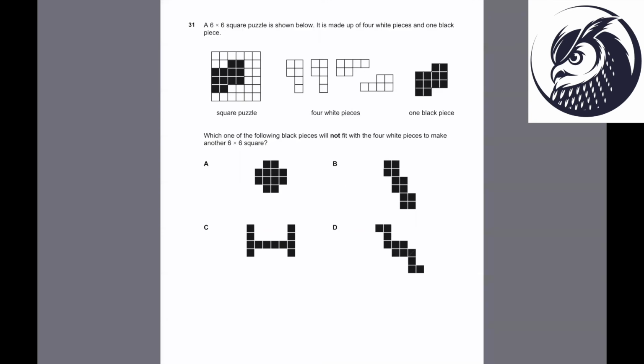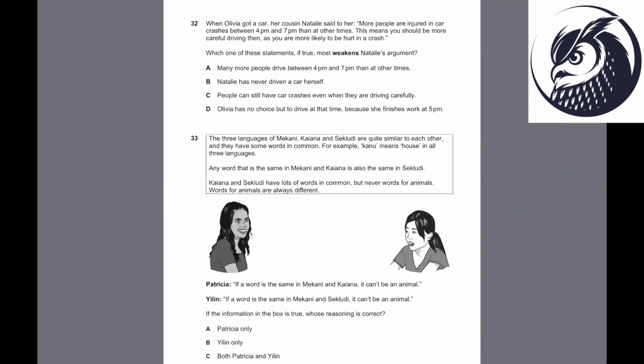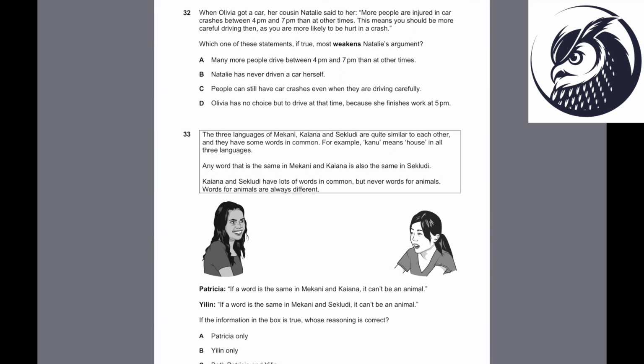Let's now move on to question 32. So in question 32, you've got, when Olivia got a car, her cousin Natalie said to her, more people are injured in car crashes between 4 and 7 p.m. than at other times. This means you should be more careful driving then, as you are more likely to get hurt in a crash. Which of these statements, if true, most weakens Natalie's argument?